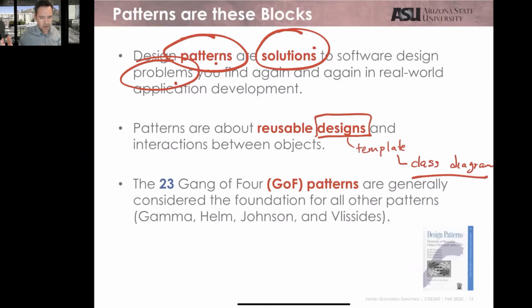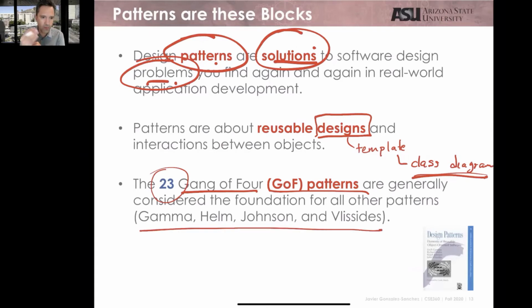Yes. Okay, patterns. Those fancy class diagrams, those solutions for existing problems. How many do you have? Well, the core, 23. 23 design patterns, the principal ones. The principal ones are usually called the GOF patterns. GOF, Gang of Four, because of the authors. Four people, four authors, the 23 patterns documented in this book.